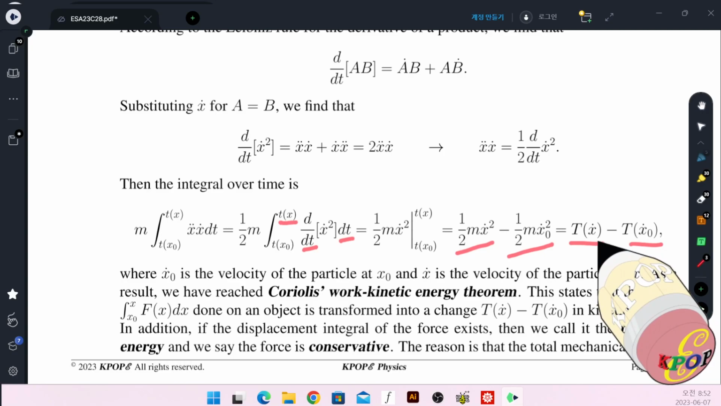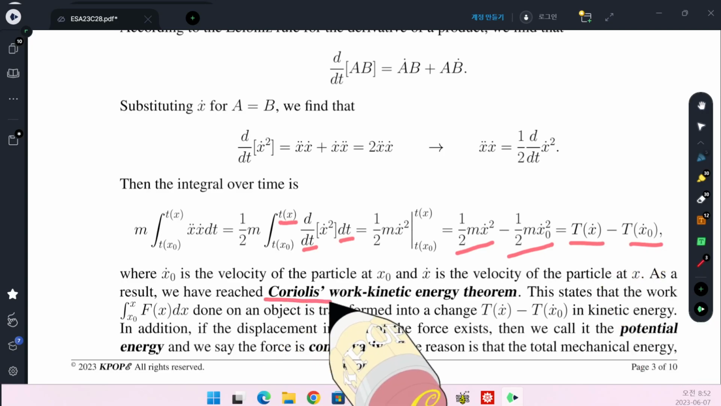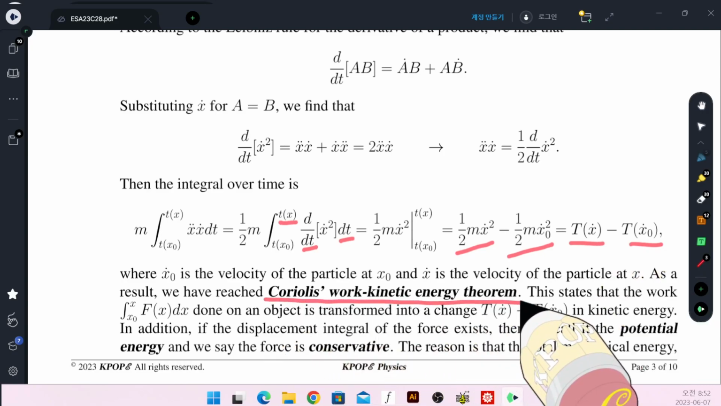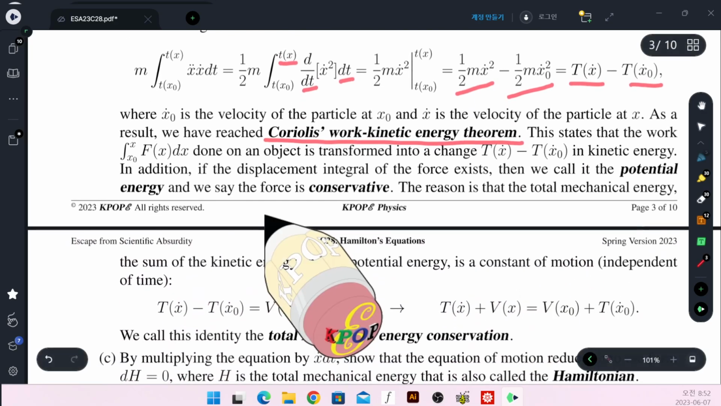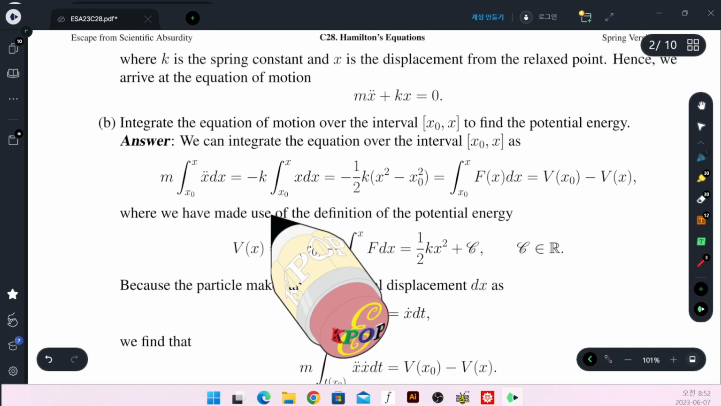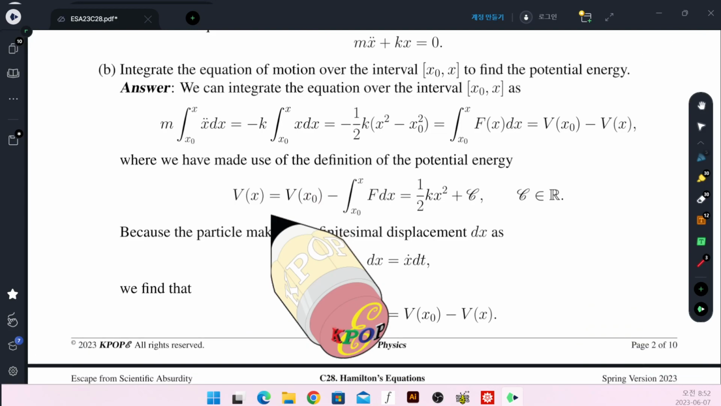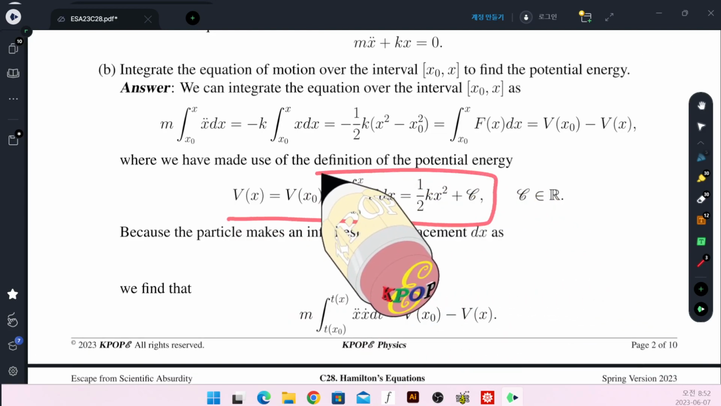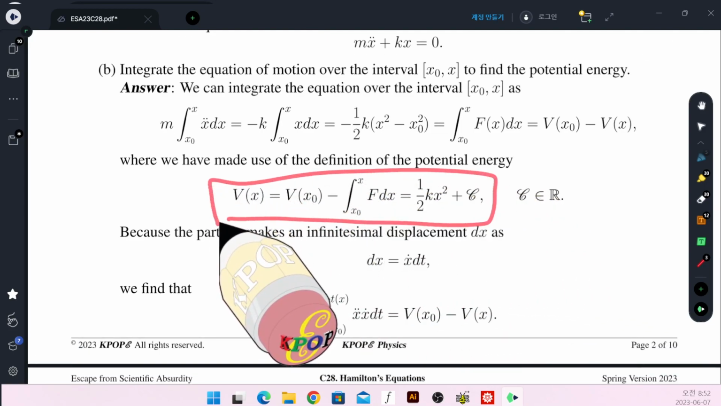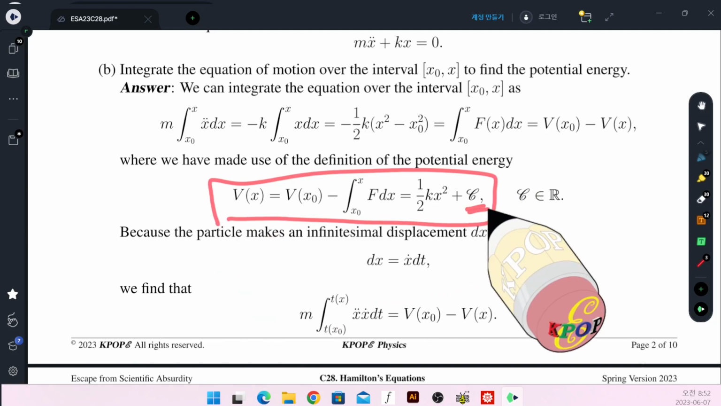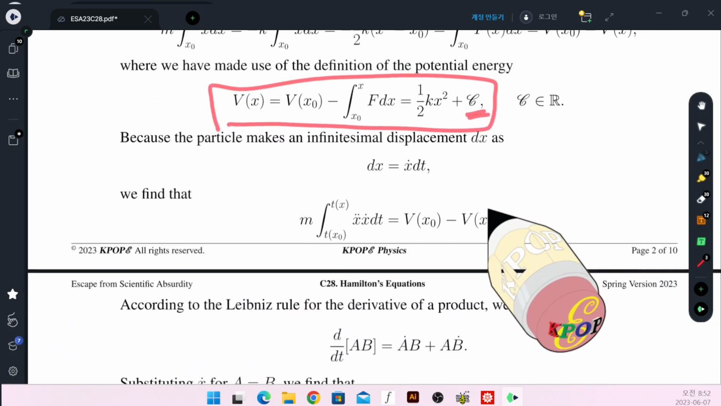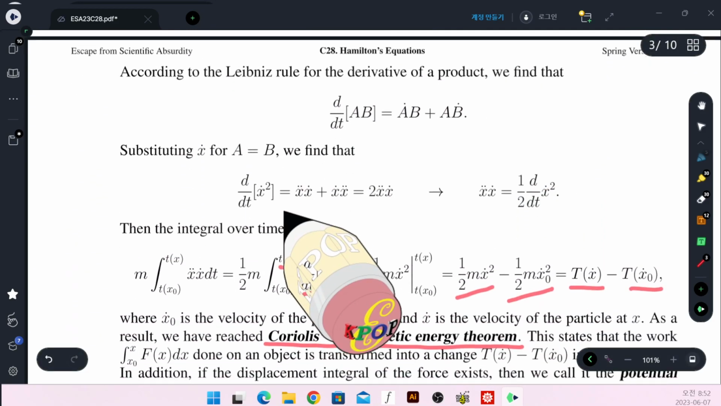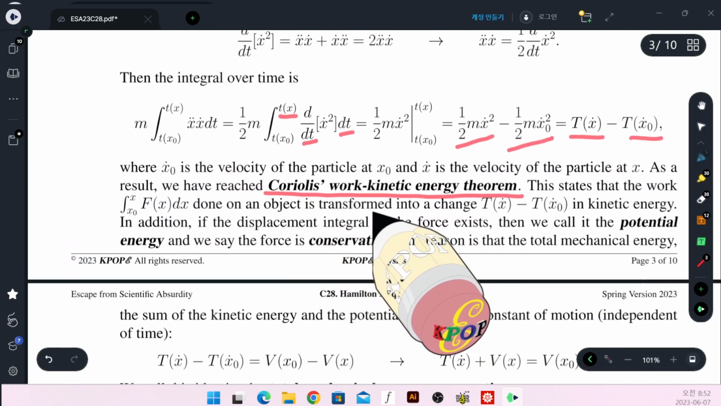So this is also called the work-kinetic energy theorem. So when the force is conservative, just like in this case, the potential energy is well defined as a function of position, up to an overall constant that can be shifted arbitrarily without modifying the theory.